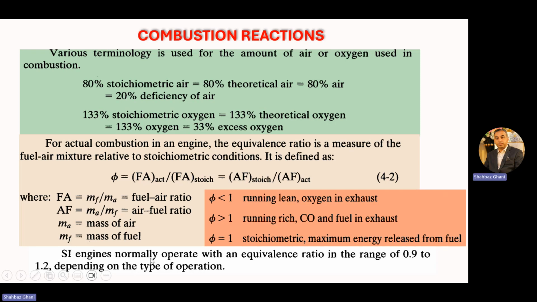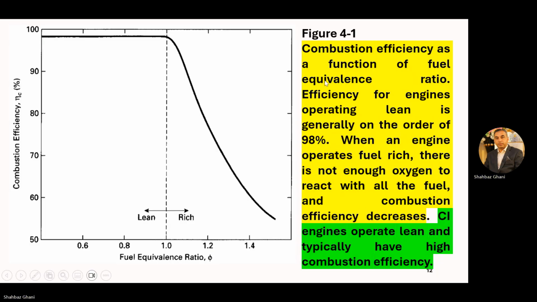SI engines normally operate with an equivalence ratio in the range of 0.9 to 1.2, depending on the type of operation. So the equivalence ratio range for an SI engine is 0.9 to 1.2 depending upon the type of operation. Now in this figure, let's see the combustion efficiency as a function of the fuel equivalence ratio. Efficiency for an engine operating lean is generally on the order of 98%.